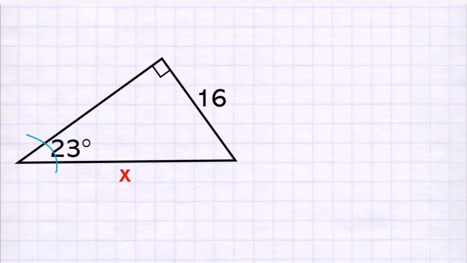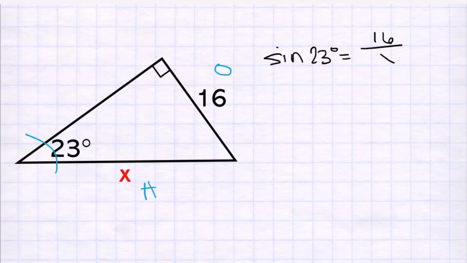We are given the 23-degree angle here. The side opposite the right angle is not given. That's my x, and I know that is the hypotenuse. This is the opposite side. Once again, they're not giving me the adjacent side, so I'm going to use sine again. Sine of 23 degrees equals opposite over hypotenuse.